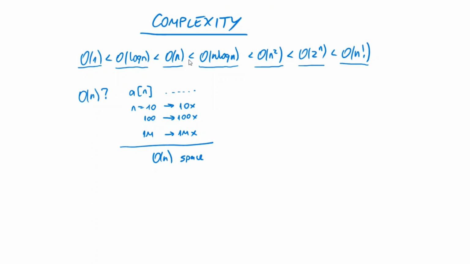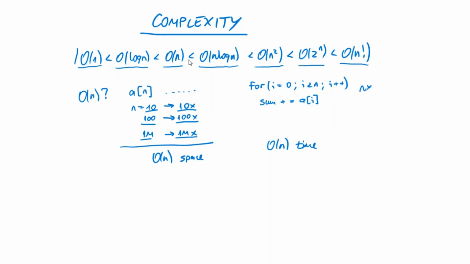Let us take a look at time complexity. If we have some for loop, here we have n iterations. So if n is equal 10, we have 10 iterations. If n is 100, we have 100 iterations, and if n is 1 million, we have 1 million iterations. So this is an example of big O of n time complexity.